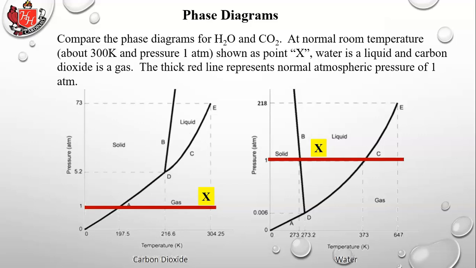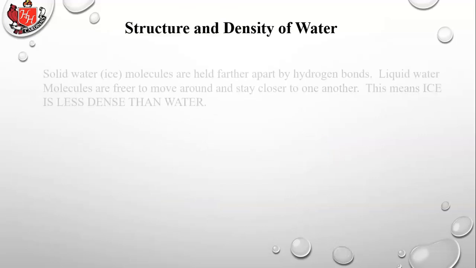So you see that carbon dioxide, that red line represents 1 atmosphere, and where the X is right around 300 degrees, that's going to be a gas for carbon dioxide. But for water, if you look where it is, again, the red line is at 1 atmosphere pressure, normal air pressure, and again, the X lines up with a temperature of right around 300 degrees, so you can see it's in the liquid phase for water. So at normal room temperature and pressure conditions, carbon dioxide is a gas, water is a liquid.